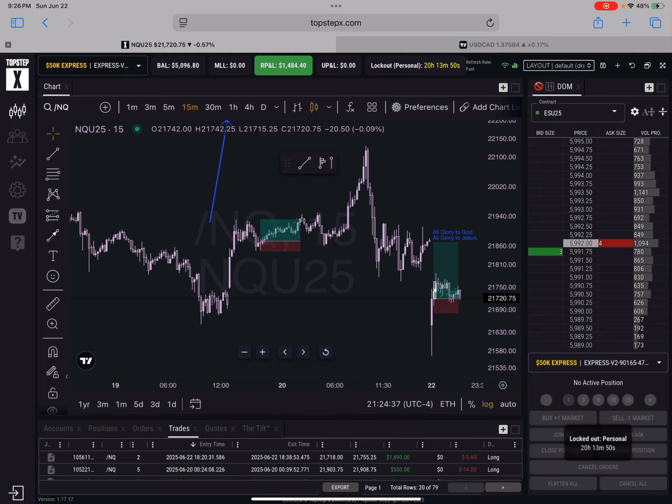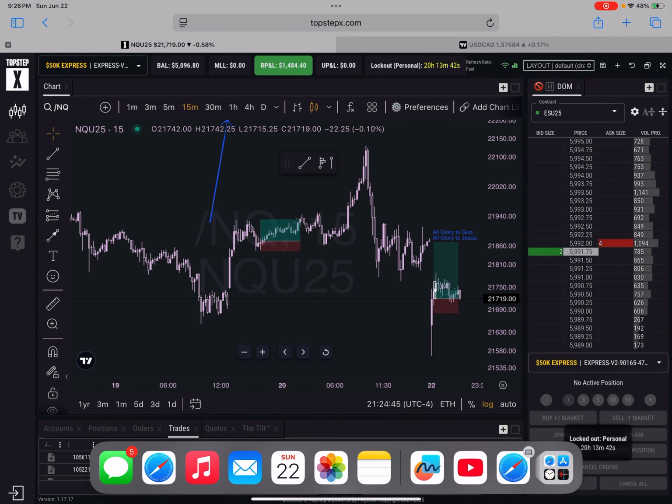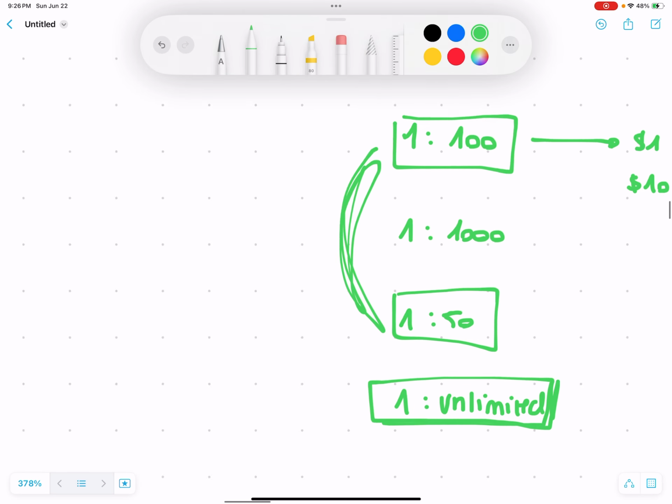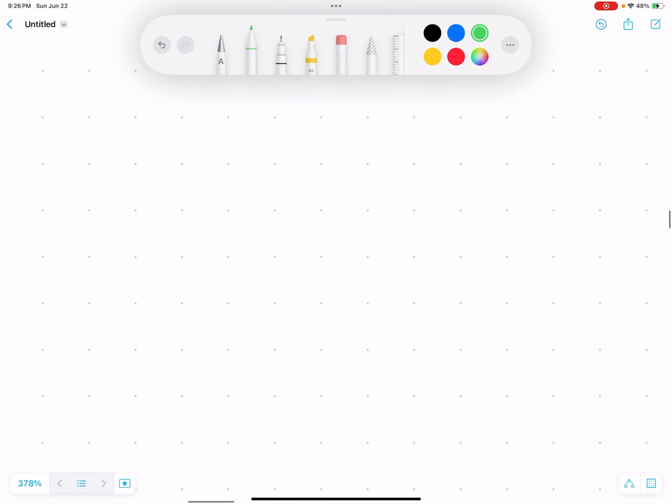That's all it means. Let me give you another example. Let's say your broker is Top Step, like me, okay? Your initial margin is, let's say, $1,200. This is the amount that you can trade with. The maintenance margin is, let's say, $1,000.